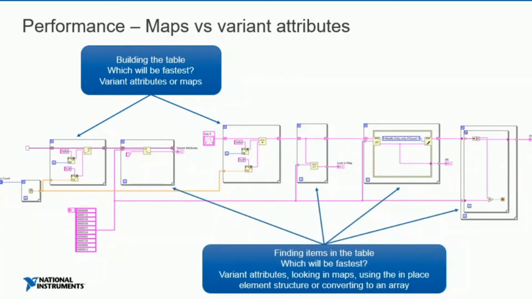How about getting the data out? We've got using variant attributes, lookup map, in-place element structure, or convert to array. Anyone want to have a go at guessing which one's going to be fastest or slowest? Maps fastest, yeah. Which one?